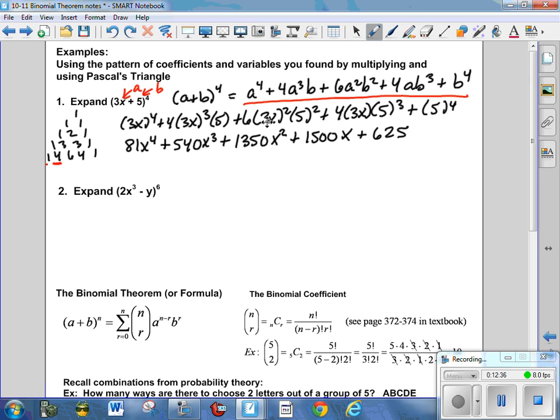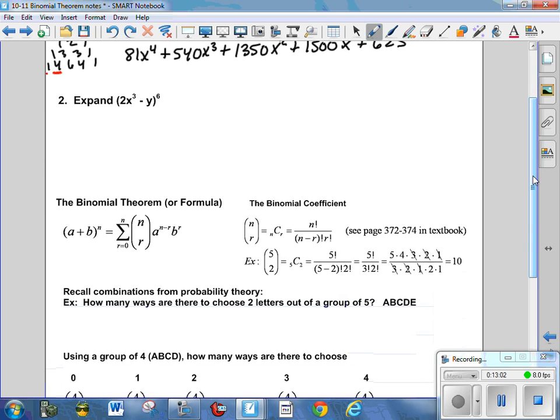If you just want to use your calculator to get your coefficients, good. Remember to use parentheses around your terms, because anything in the parentheses, that exponent applies to everything in the parentheses. So if you forget to put parentheses, you might think it's just 3x to the 4th instead of 81x to the 4th. So be careful about that.